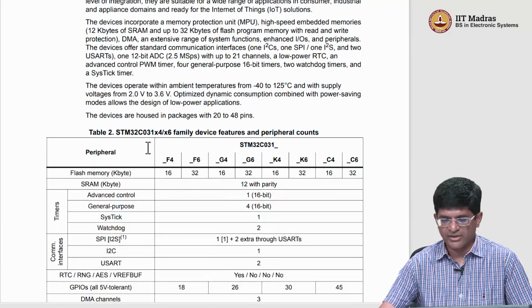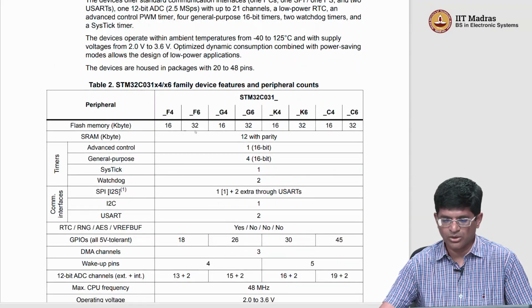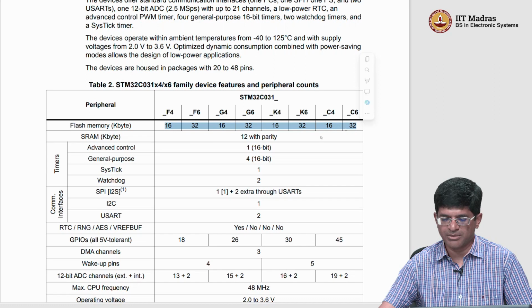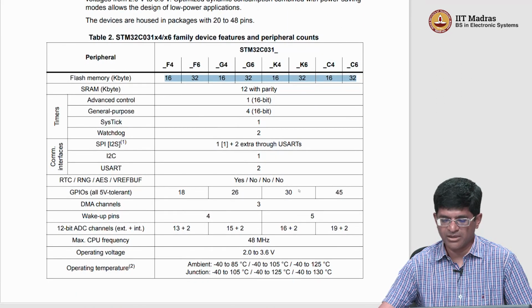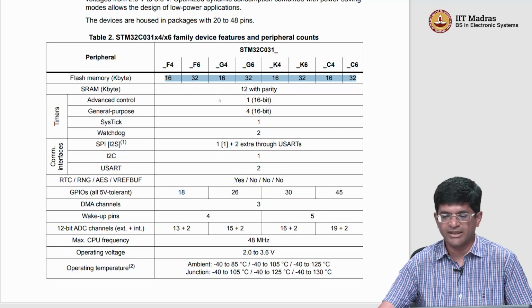And once you have that, there is also more information about the different variants of the family, right, each of which has some differences, the amount of flash memory, or maybe the number of GPIOs, the number of ADC channels. Those might be the differentiating parameters in each of these configurations, right.